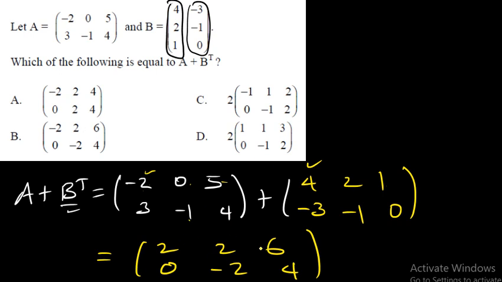But I can take out the 2 common. When I take out 2 common, what remains? 1, 1, 3. Then 0, -1, 2. Okay, 1, 1, 3, and 0, -1, 2. The answer should be D.